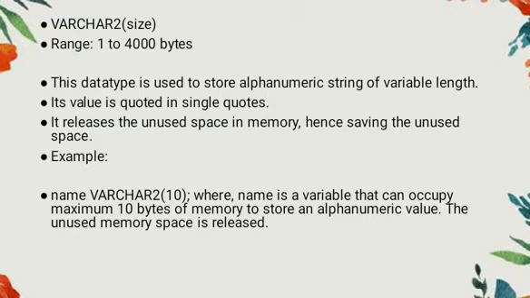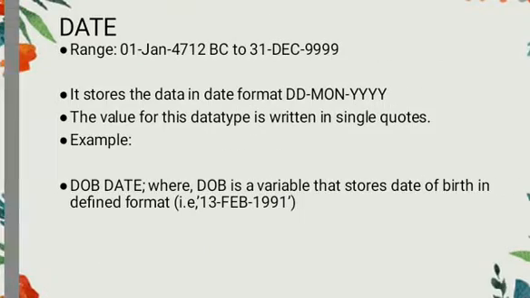Then next, varchar2. This data type is used to store an alphanumeric string of variable length. Its value is quoted in single quotes. It releases the unused space in memory, hence saving the unused space. Example, name varchar2(10), where name is a variable that can occupy a maximum of 10 bytes of memory to store an alphanumeric value. The unused memory space is released.